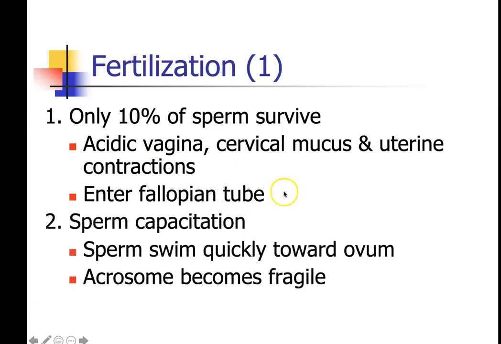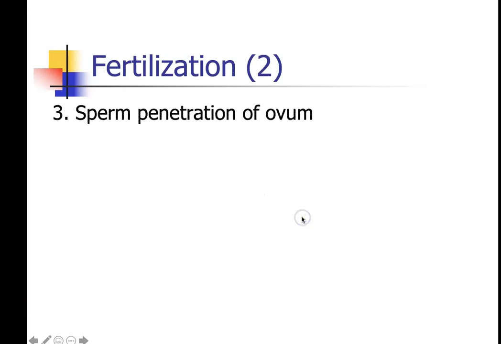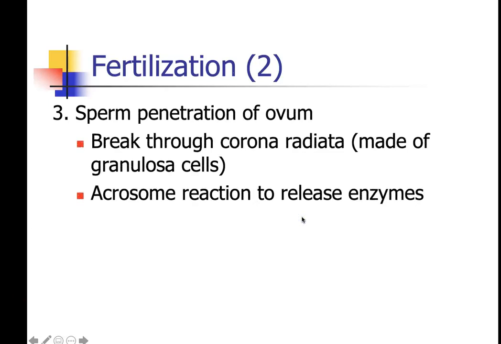If those sperm enter a fallopian tube, then you can have them swimming towards a recently ovulated ovum. Okay, and so this process of sperm capacitation is when the sperm swims quickly toward the ovum, and that acrosome, that tip portion of the head, becomes fragile. Okay. When the sperm goes to penetrate the ova, it has to break through something called the corona radiata, and this is made of granulosa cells. We'll talk about that in the next lecture a bit.